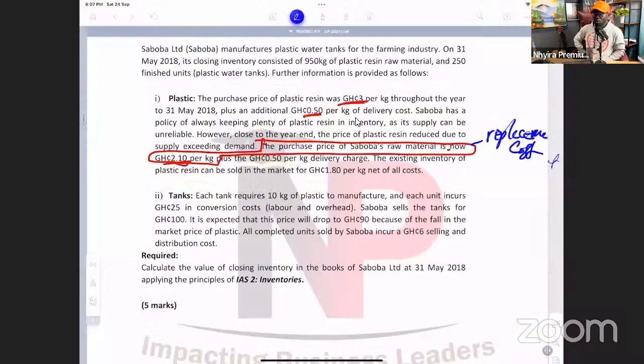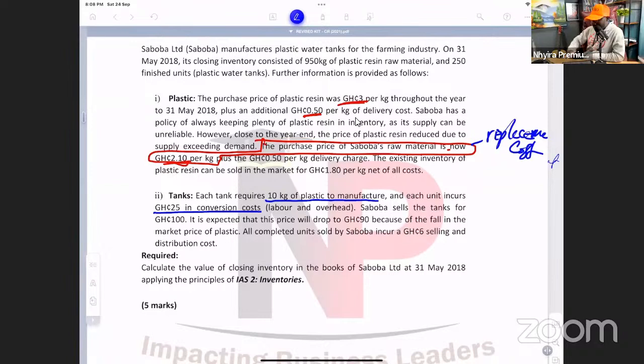So II, tanks, that is the finished product. Each tank required 10 kilograms of plastics to manufacture, and each unit incurs $25 in conversion cost, that is labor cost and overheads.